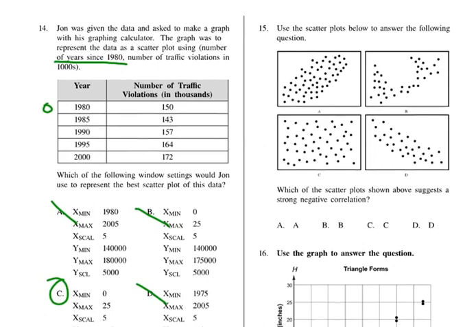Number 15, which scatter plot below shows a strong negative? That means we need it going down and coming as close to a line as we could. So it was choice D.